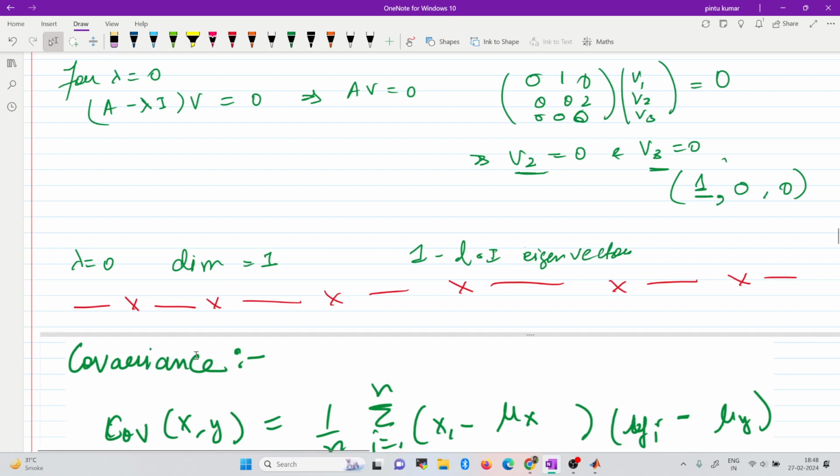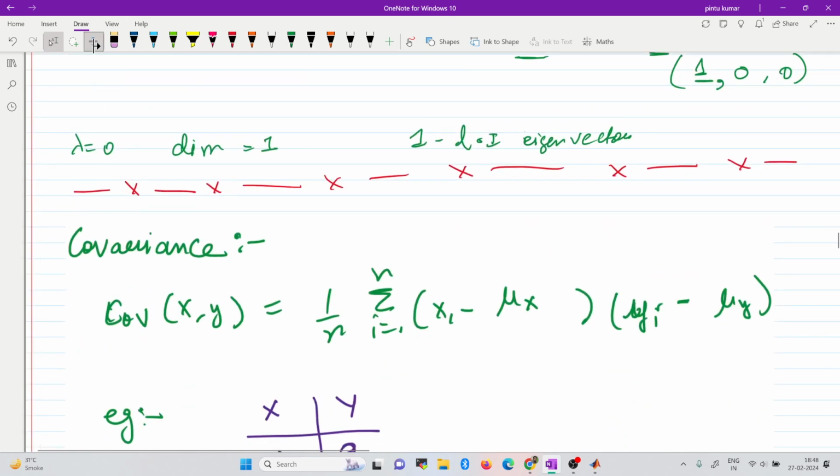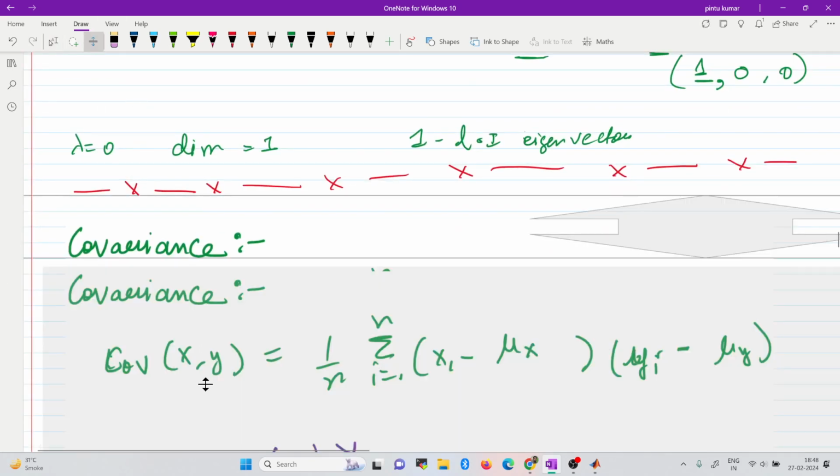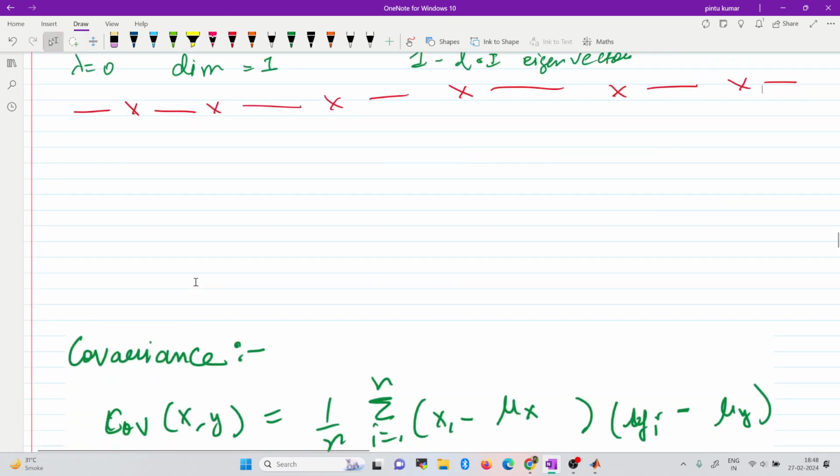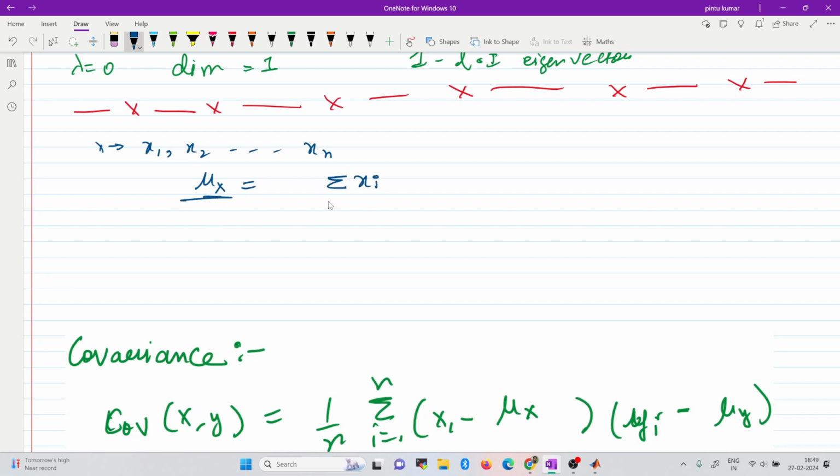Before going into covariance, just a very small recap. I think you all might know what a mean is, but I'll just mention it for your reference. Let's say you have data points x1, x2 to xn, and this is feature x. Then the mean of x, represented by mu of x, is nothing but the summation of xi divided by the total number of points. You also call it the average, or mean, and it's represented by mu of x.